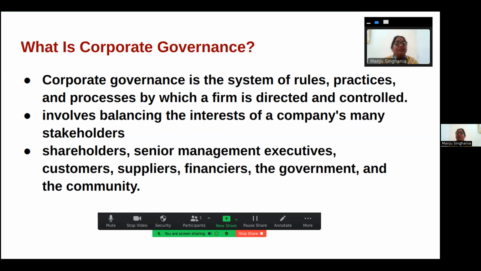Every stakeholder has to give something to the business and receive something from the business. That is called balancing the interest. There should not be a disturbance of the balance between give and take. Give and take should always be equal. That is the interest of the company and the other stakeholders.